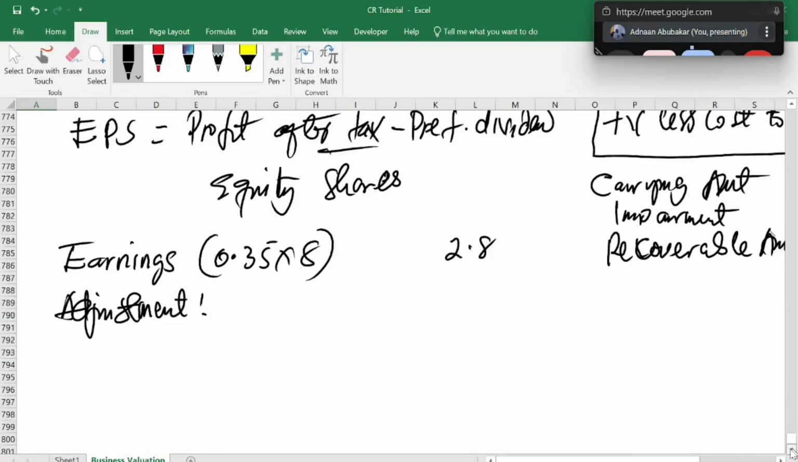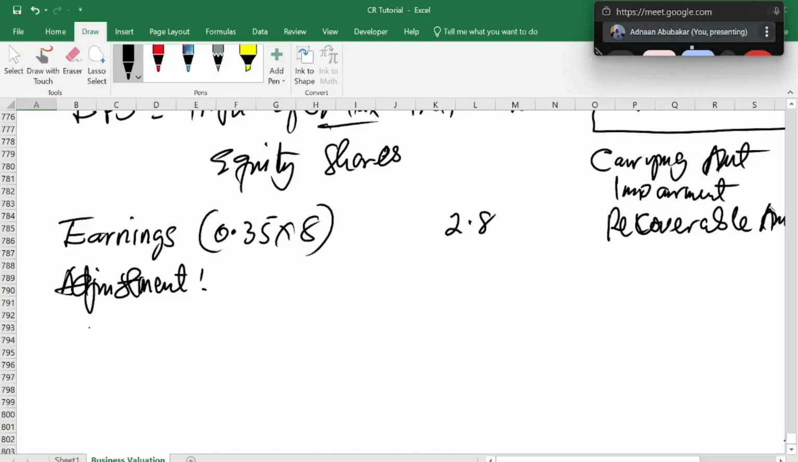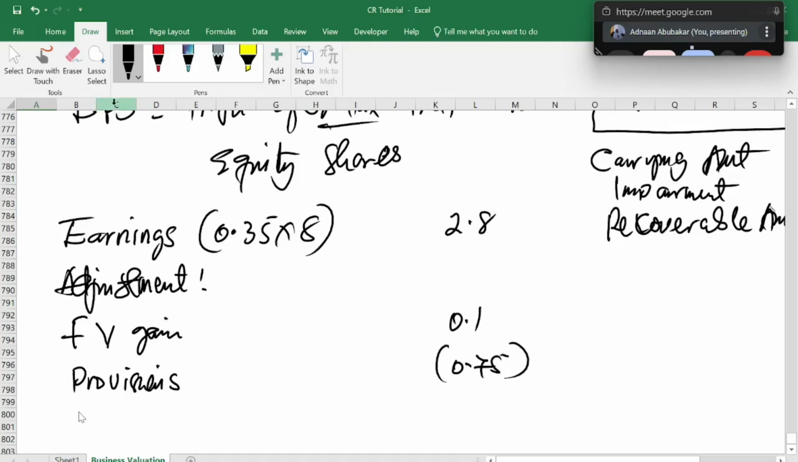So these are what affect earnings. When you are coming to do the adjustment, you bring your fair value gain, which is 0.1. Then you have your provision, which is 0.75. And then you have your impairment, which is 0.2. So you do the math.